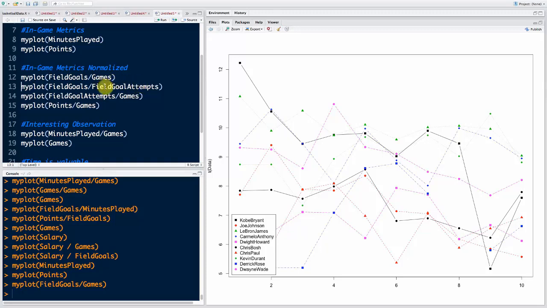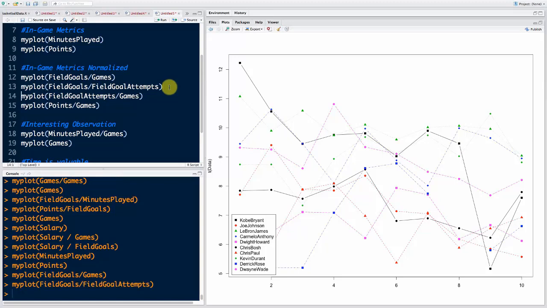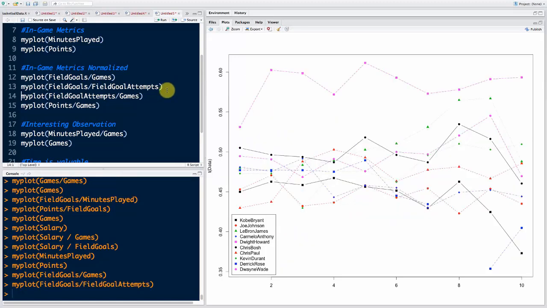Okay, and now let's visualize another normalized metric. Let's visualize field goals per field goal attempts. I think that one will be pretty interesting. So if we look at that, this is basically the accuracy of the players. So how many goals did they make divided by how many attempts did they make. So here you can see right away that Dwight Howard is up there, at the top, and way above all other players in terms of accuracy. And he is the 5th highest paid player in the NBA currently.